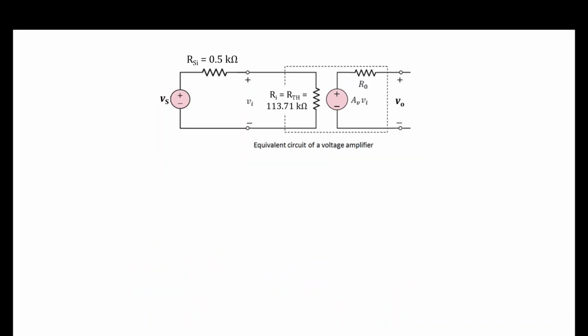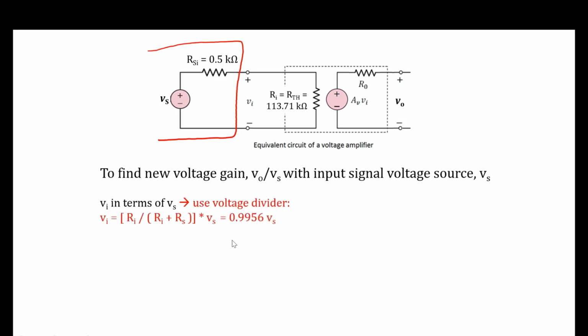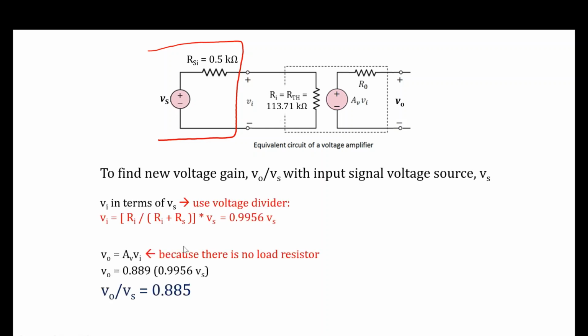Now that you have obtained your AVOC, you can connect the voltage amplifier block with the input signal. Because there is no load, AVOC times VI is equivalent to Vout, and for VI you have to use the voltage divider, which is what I did over here. Just substitute VI and you get Vout over Vs equivalent to 0.885. You can see that this is less than 1, which is similar to common collector, right?